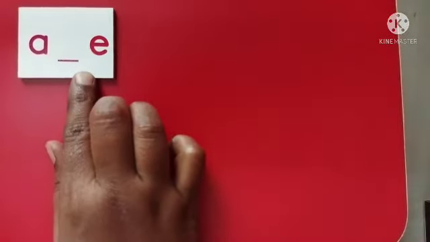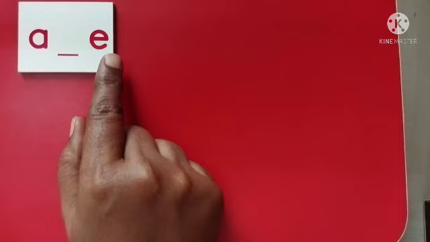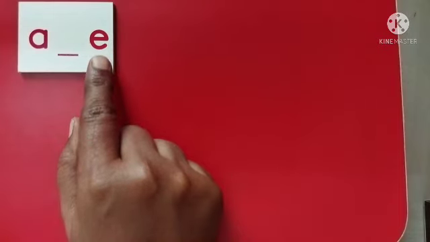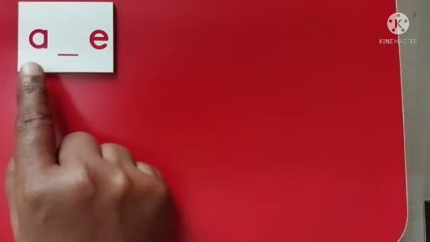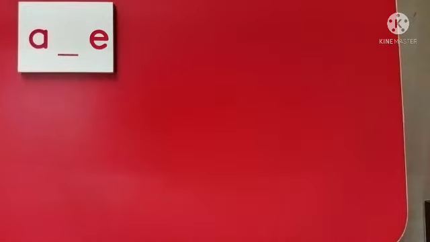The next example is A-E. So children, as I've told you earlier, when a consonant comes in between two vowels, the sound of the last vowel remains silent, and the first vowel takes its long sound here. Or we can say the first vowel takes its name as its sound. Let us see few examples.